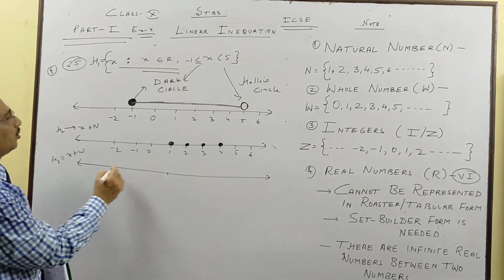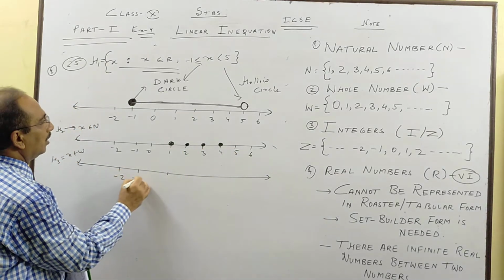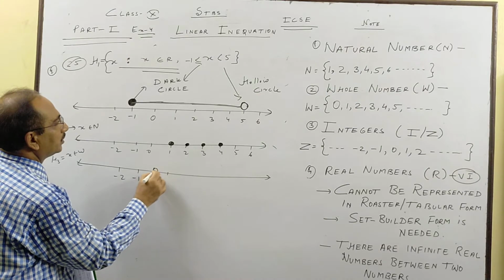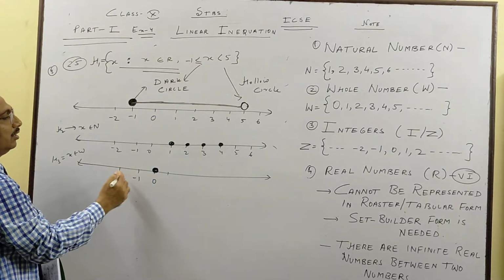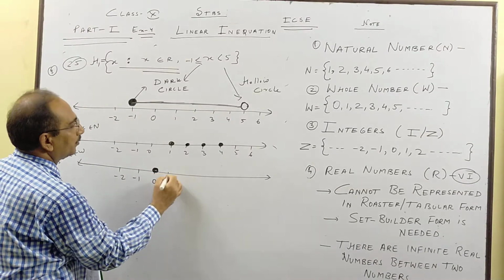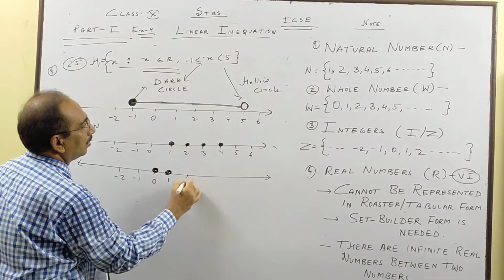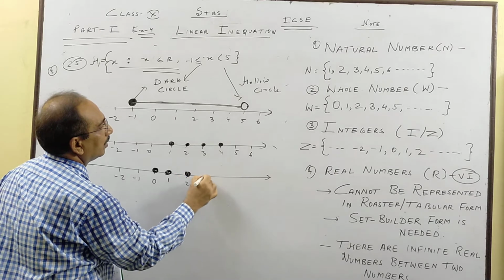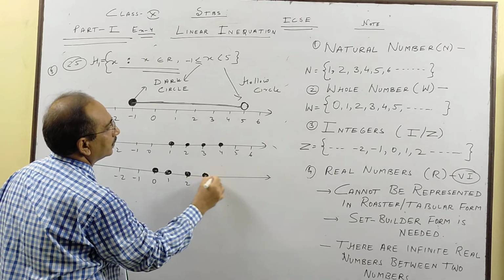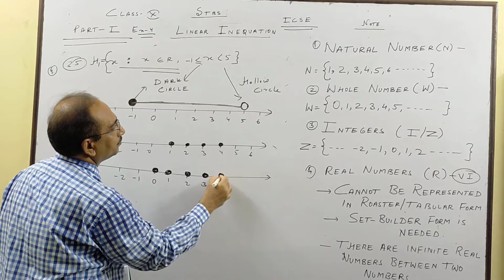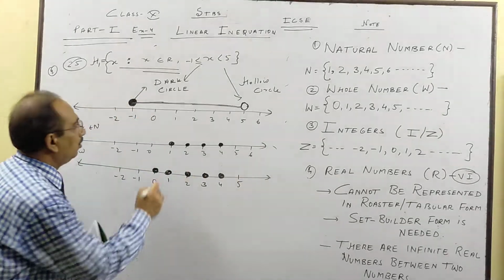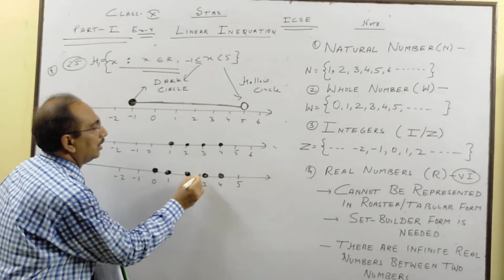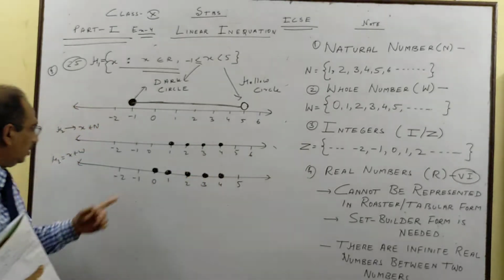Okay. Same thing with whole number. See what will happen. It will start with 0. You start with 0. Okay, because it's more than -1. Greater than equal to 0. 1, 2, 3, 4. Because it is less than 5. So we put a dark circle here on the spot and we get.